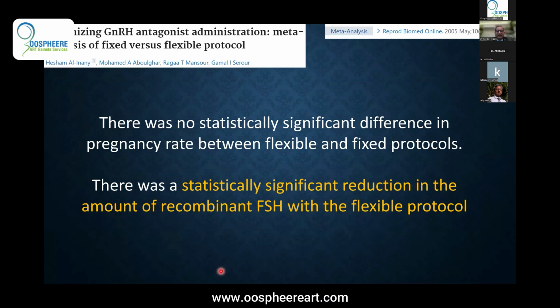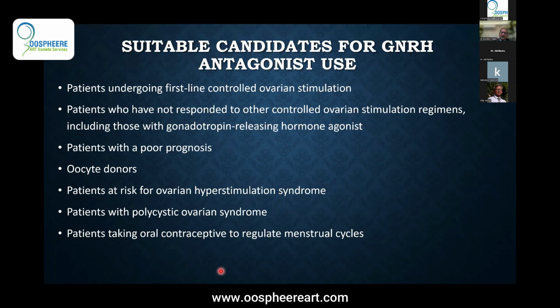Now, this meta-analysis, again from 2005, compared fixed versus flexible protocol. It clearly says that there was no statistically significant difference in pregnancy rate whether you go for the flexible or fixed GnRH antagonist protocol, and there was a statistically significant reduction in the amount of recombinant FSH required for stimulation with the flexible protocol. That's a big advantage. Now, which are the suitable candidates for antagonist? For me, the first choice for any IVF is antagonist, number one.